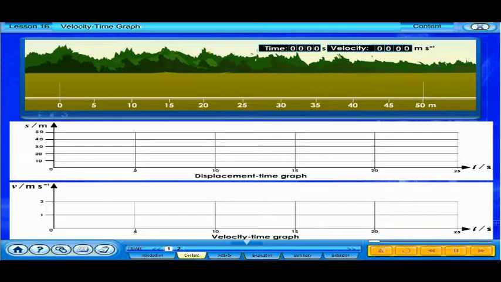What do you mean when you say that the man is jogging with a uniform velocity of 2 meters per second? Let us now plot the velocity versus time graph of this man. Click on the play button.